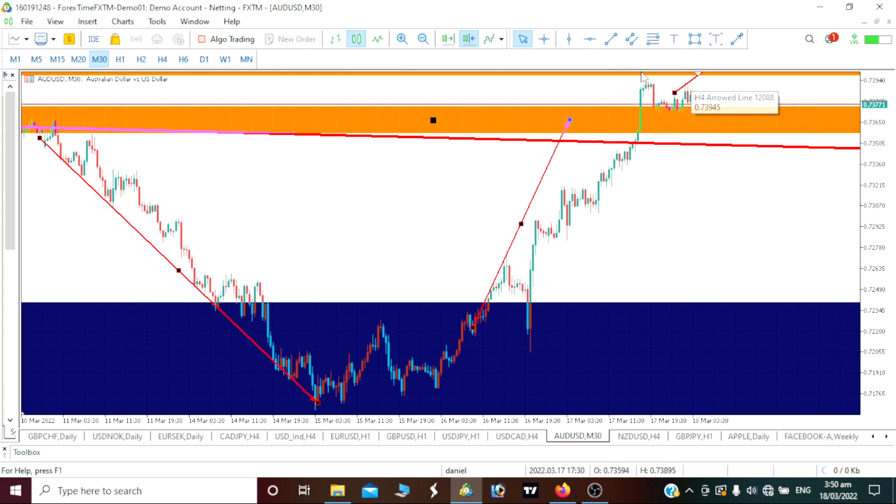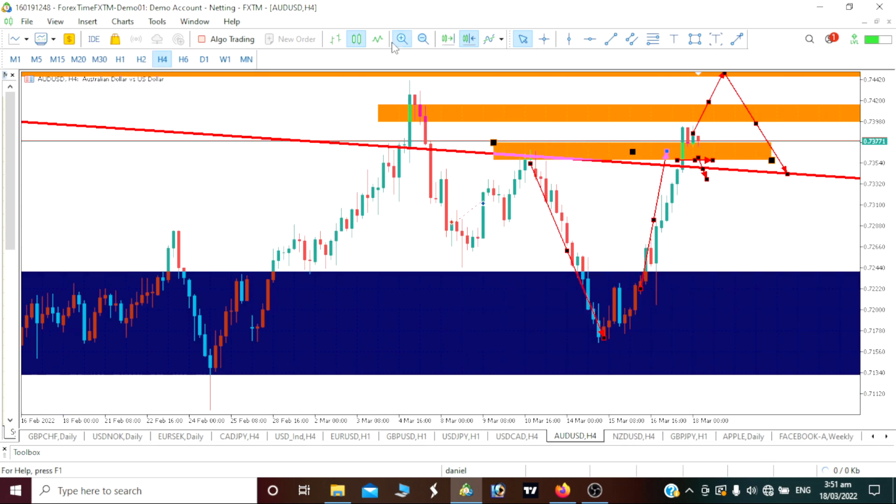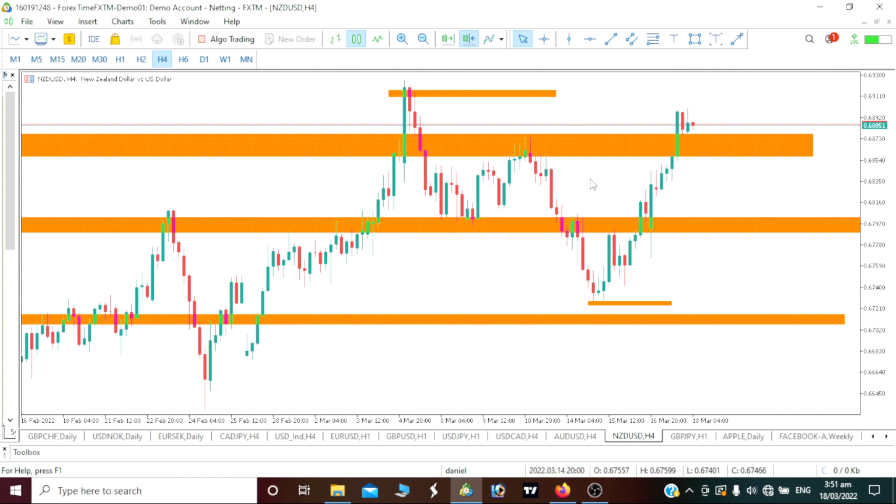By the way, on our 30 minutes, we are seeing some double top. So let's wait and see if our price manages to break below this line. Then maybe we will want to be going short. That is exactly what I'm seeing. That's exactly how I want to trade my AUD/USD for today. On our New Zealand USD, by the way.